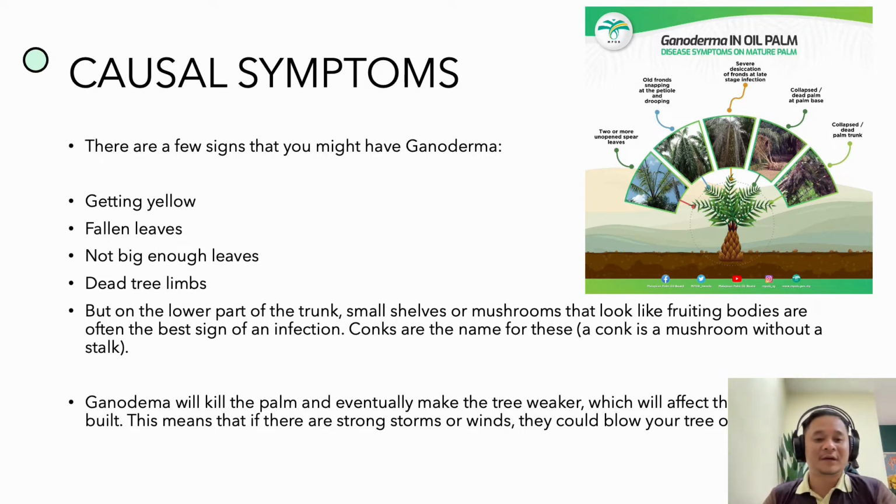Third, not big enough leaf: we can see the leaves are smaller than usual, and we can see the tree limbs. On the lower part of the trunk, small shelf-like leaf or mushroom that looks like fruiting bodies are often the best sign of an infection. The fruiting body is named a conk, which is a mushroom without a stalk. We can see this at the bottom of the trunk, like a mushroom on the trunk.